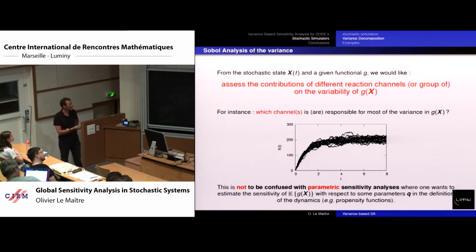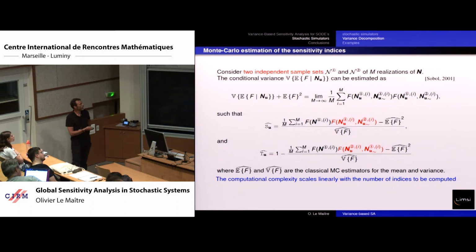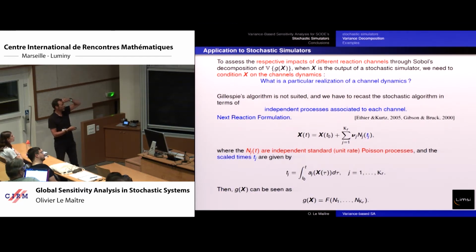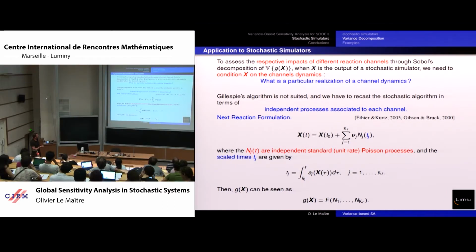varying for the channels? And this was really a smart idea by Alvaro Moraes, was to say, okay, what if you go to the Kurtz representation, where you represent the evolution of your system in terms of independent standard Poisson processes? Because now each channel in this representation has its own Poisson process. So you can repeat them, or you can resample them, and you can decide to keep the same some of them and recompute others. Okay? And then you will be able to compute some correlations.